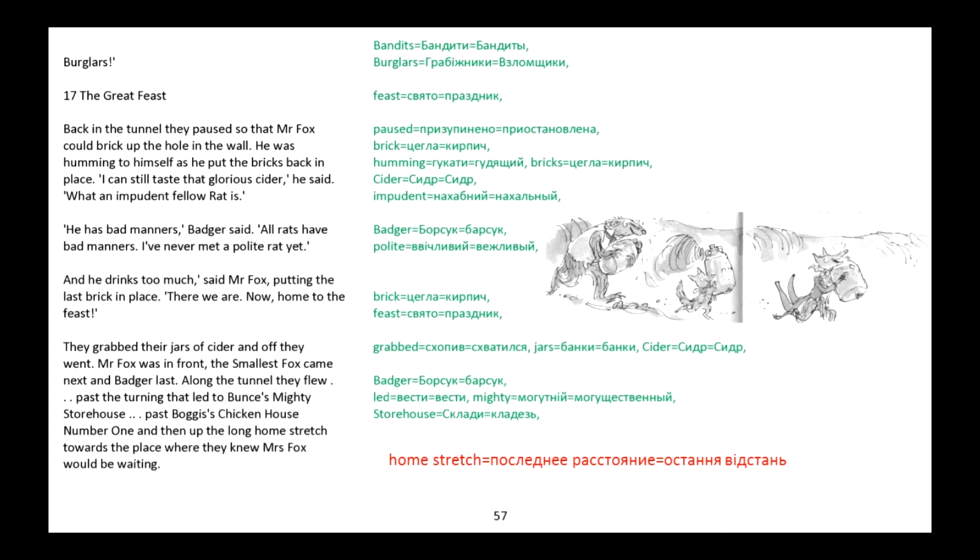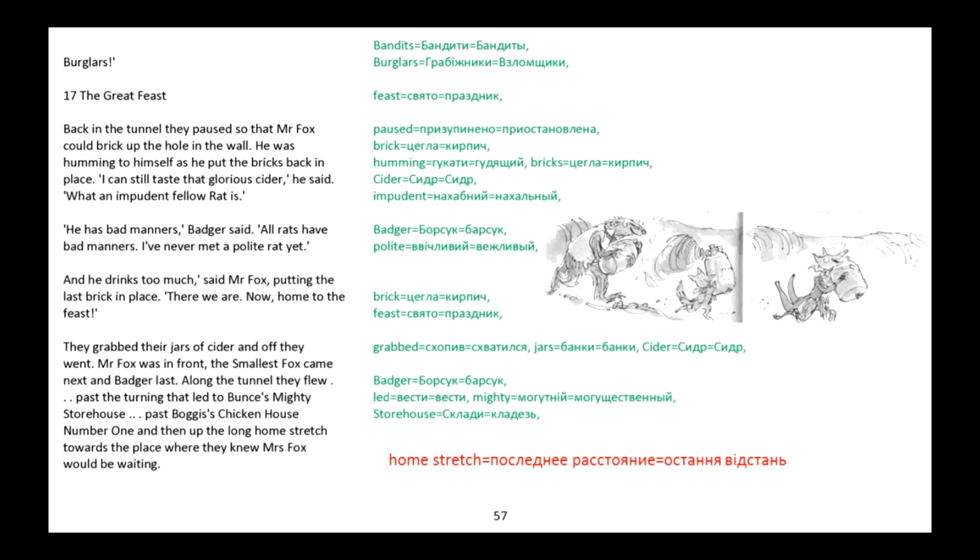"He has bad manners," Badger said. "All rats have bad manners. I've never met a polite rat yet." "And he drinks too much," said Mr. Fox, putting the last brick in place. "There we are, now home to the feast."